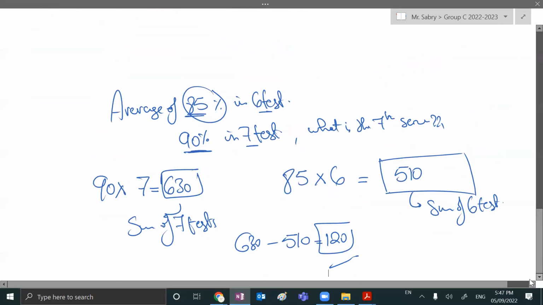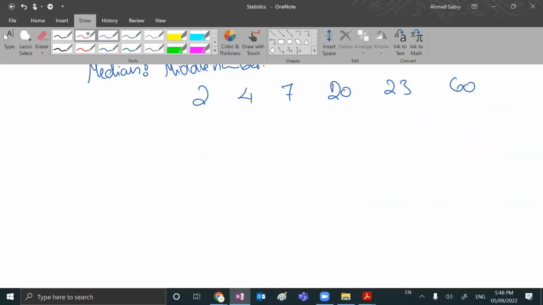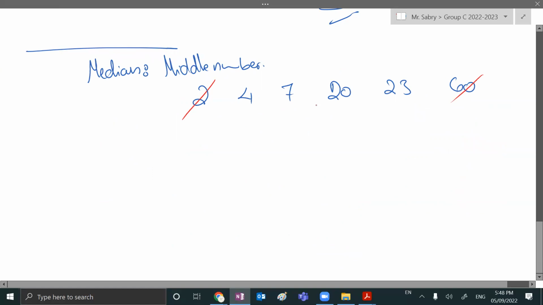Now regarding the median part. Now the median, as I said, is the middle number. It's the number in the middle, but after ordering them. So if the numbers are written in front of me, like for example 2, 4, 7, 10, 20, 23, 60, I can find the median by just crossing out.